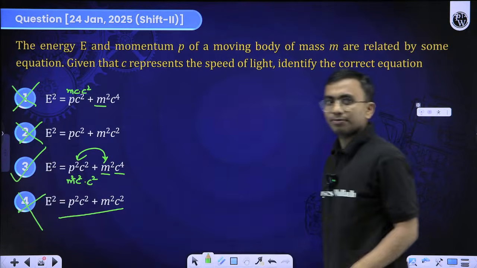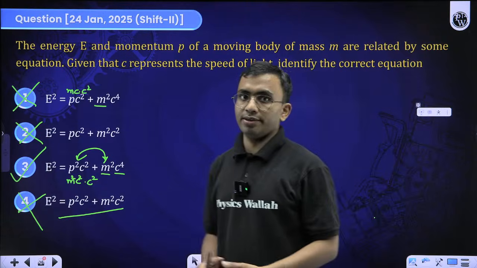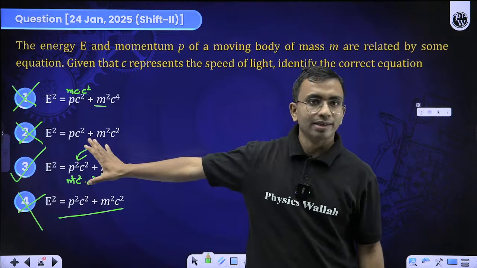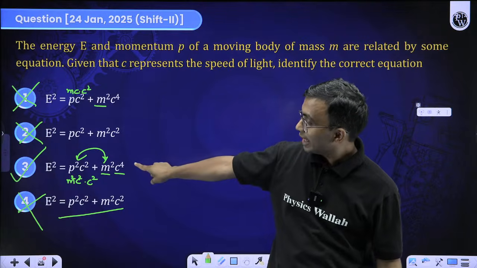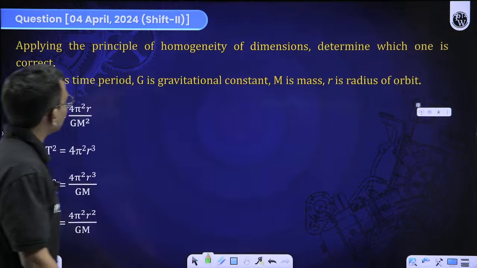Fourth one is incorrect. Now these relations may not be numerically correct, but dimensionally they are correct. We are able to apply the principle of homogeneity in the third equation. Therefore this equation comes out to be correct. Now next question.